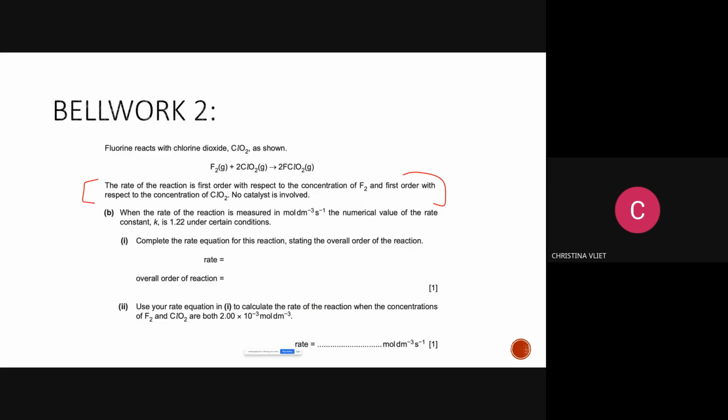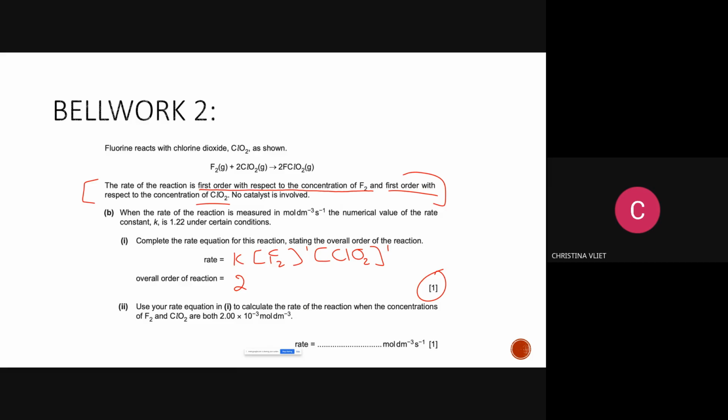So it says the reaction is first order with respect to F2 and first order with respect to ClO2, and there is no catalyst. So the rate is k, F2 to the first, ClO2 to the first. And the overall order of the reaction is, what are you going to do? Add the exponents. So 1 plus 1 equals 2. You had both of these correct for one measly mark.